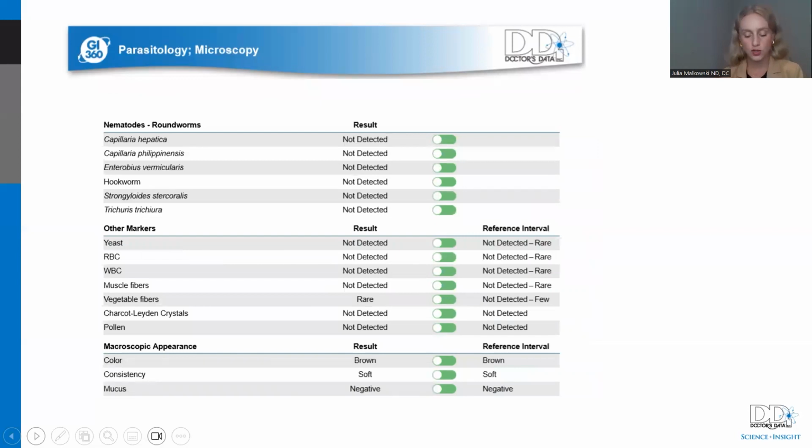Continuing along, we are also looking for other markers under the microscope. In this case, we're looking for markers of inflammation, RBCs, white blood cells, and then some markers of digestion, muscle fibers, vegetable fibers. We're also looking for those Charcot-Leyden crystals and pollen. This is within range here, and we're also looking for yeast under the microscope. The macroscopic appearance, which is very important, is within range for this patient as well.